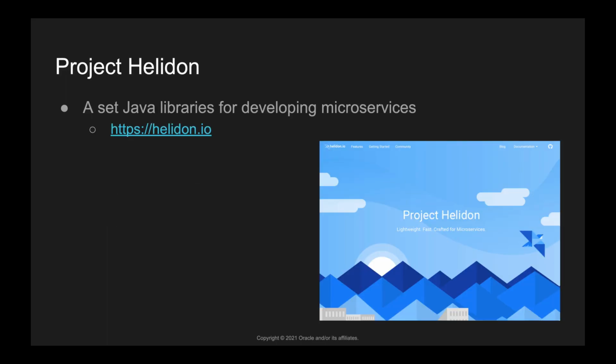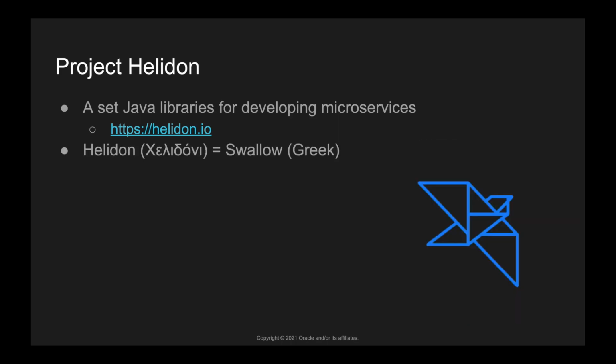So, what is Helidon? We call it a set of Java libraries for developing microservices. It's a little bit hard to say that Helidon is a framework or a microframework; we are more like a MicroProfile-based framework, somewhere in the middle. You can find more information at helidon.io, our official website.